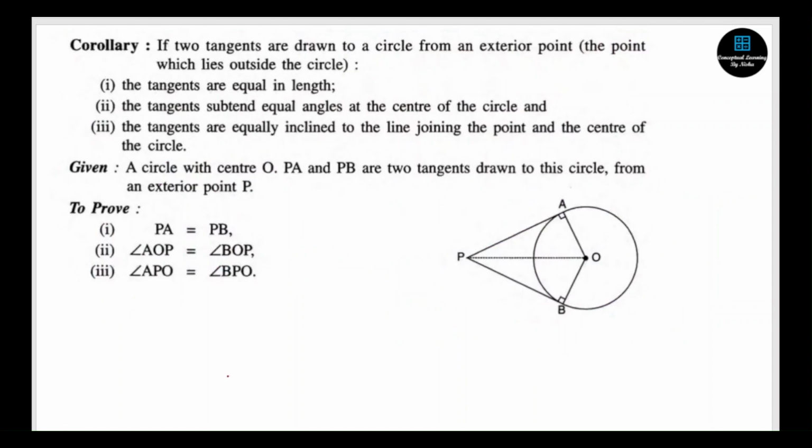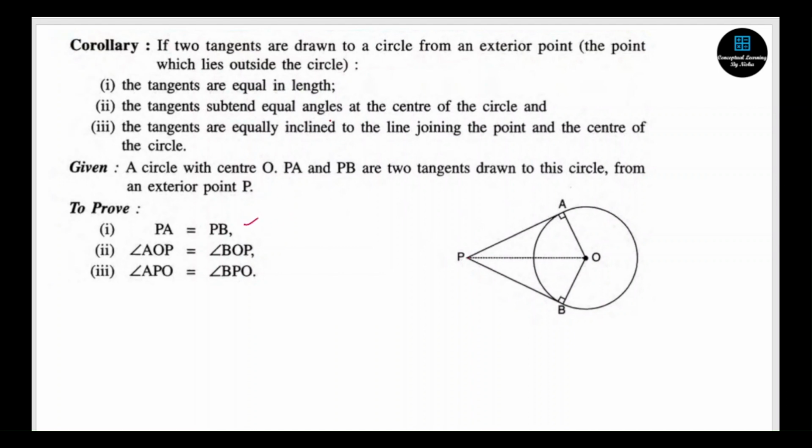Okay, now from this theorem we can prove some more important results which are really useful to solve some questions. That is called the corollary. So what it says, first, the tangents are equal in length. Here the point P is an exterior point, and I am drawing the tangents AP and PB. So these tangents are of equal length. This we have to prove.